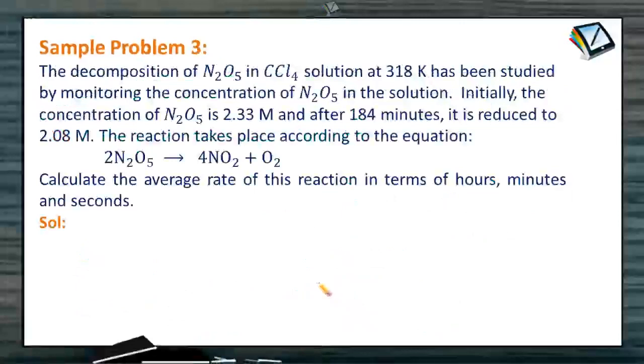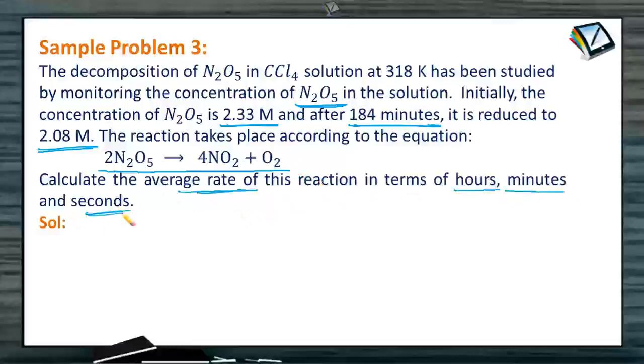The decomposition of N2O5 in CCl4 solution at 318 Kelvin has been studied by monitoring the concentration of N2O5. Initially, the concentration of N2O5 is taken as 2.33 molar, and after 184 minutes, it is reduced to 2.08 molar. And this is the reaction taking place: 2N2O5 decomposes to give 4NO2 and O2. And what we need to calculate is the average rate of this reaction in terms of hours, minutes, as well as in seconds. So how we will write the rate for this reaction?